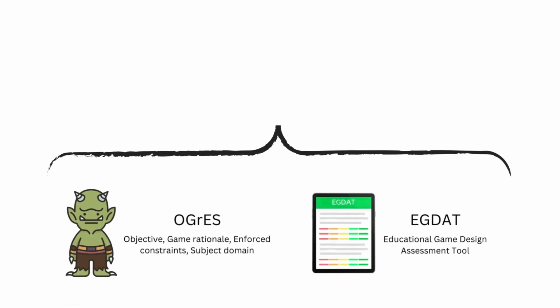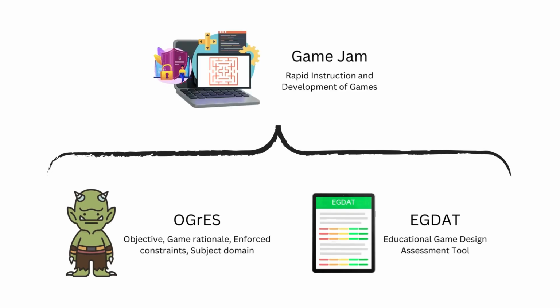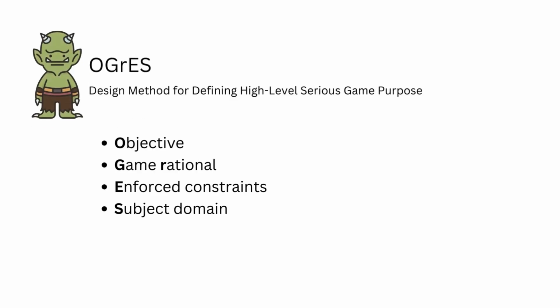To support novice developers, we created and tested two serious game design tools, Ogres and EGDAT. We are currently employing these tools in a security and privacy themed serious game jam for novice developers. Ogres is a design method for defining the high-level purpose of a serious game. Each capital letter of Ogres stands for one of the four major aspects of the purpose.